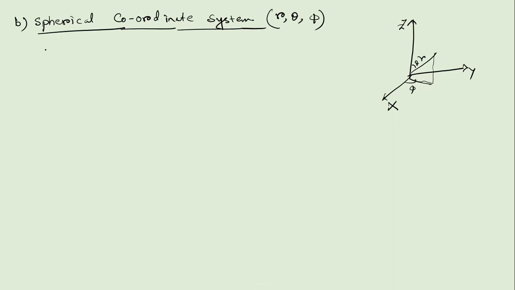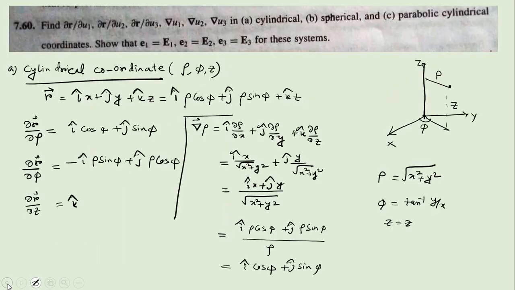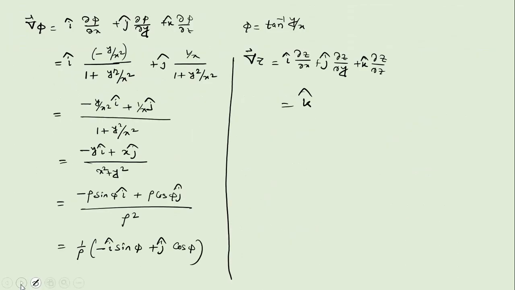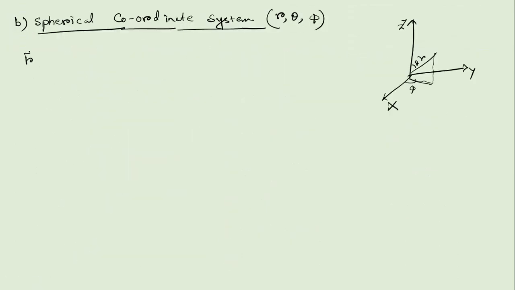Okay, so in this system we need to find the same things by the same process. So r vector is nothing but i cap x, j cap y, k cap z. x is r sin theta cos phi, j cap r sin theta sin phi, and k cap r cos theta. Clear?